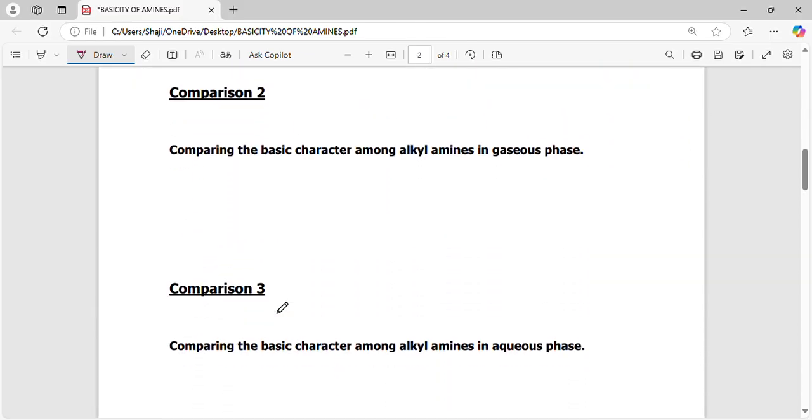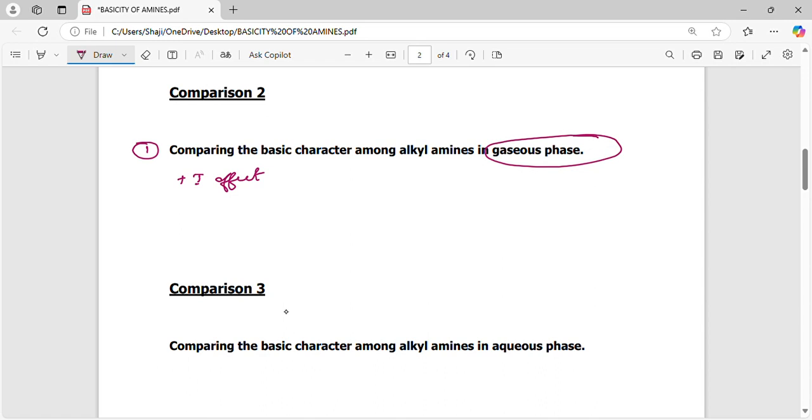Now let's have a second comparison between different alkyl amines like primary, secondary and tertiary. For that, first I am going to talk about the gaseous phase, because amines can exist in two different phases, the gaseous phase and the aqueous phase. In the gaseous phase, the plus I effect is the factor which determines the basic character.